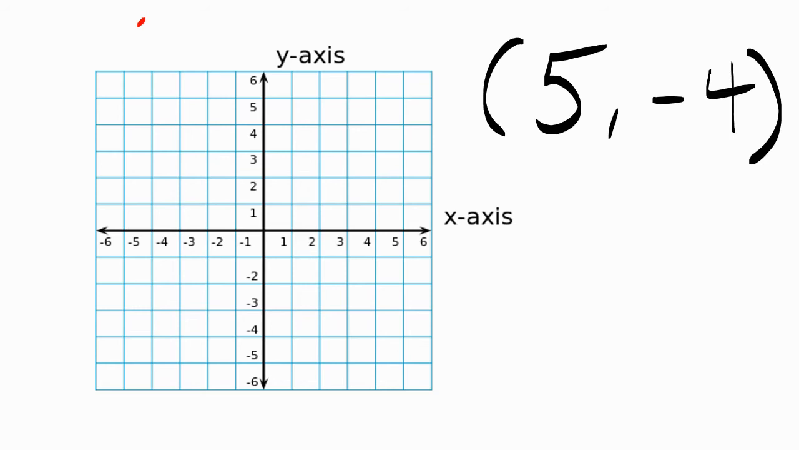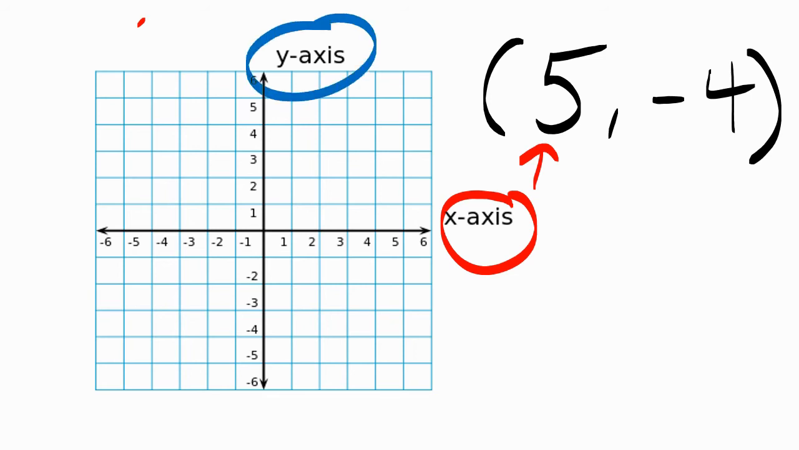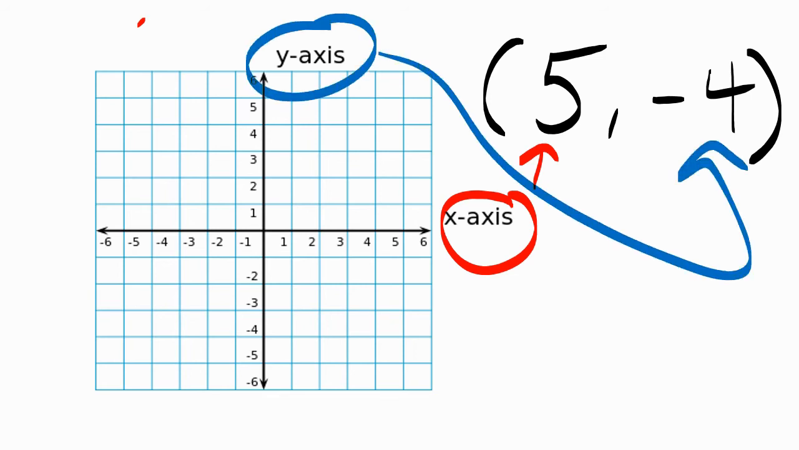Please plot point 5 and -4. So your x-axis is going to be what? Your x-axis is going to be 5. Your y-axis is going to be what? Your y-axis is going to be -4. Go and have a bit of a go. Can you plot the point 5, -4? Have a go.